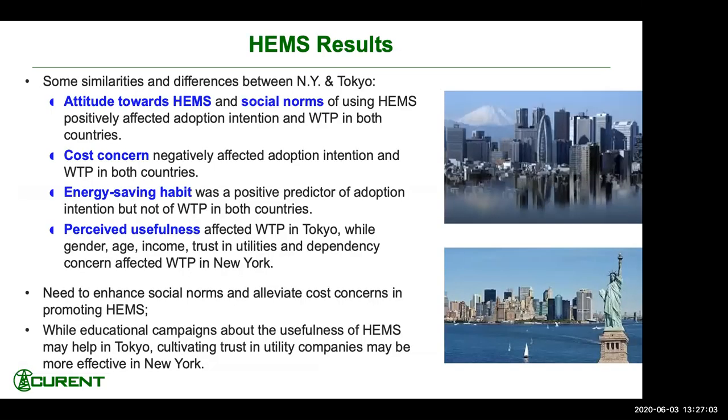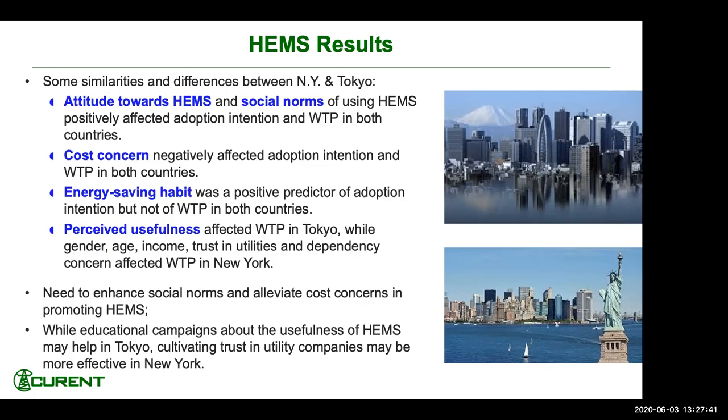So we look at, again, this is a lot of statistical analysis, and we find out that there's a little bit of cultural difference between New York and Tokyo. And so this article, I say "when East meets West," because there's a cultural difference between Eastern culture and also Western cultures. So attitude toward harms and social norms are all important for both countries. And then cost concern: the more people are concerned about cost, the less they are going to adapt, for these two countries.